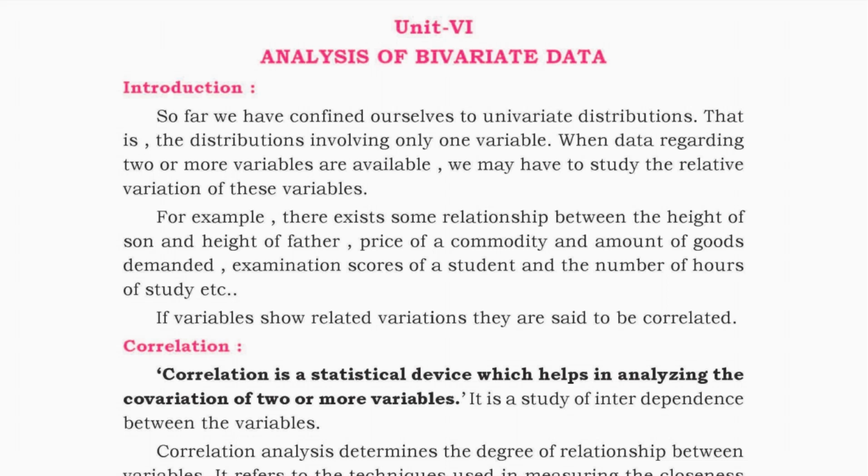And analysis of such data involved describing its characteristics in four ways. One is measures of central tendency and position, measures of dispersion, measures of skewness, and measures of kurtosis. In today's session, we shall look at analysis of bivariate data.